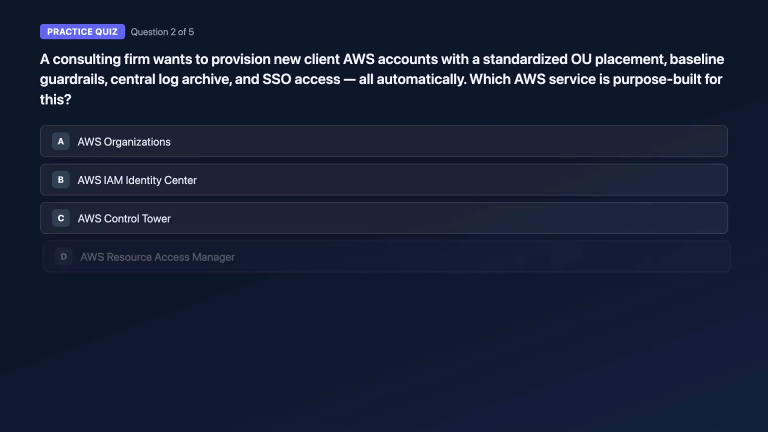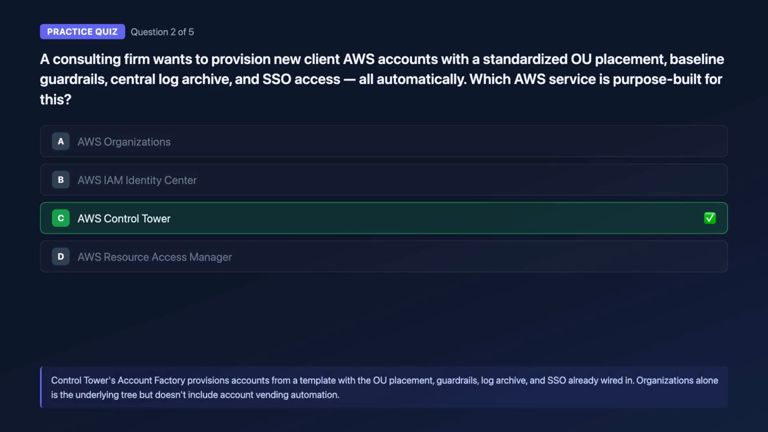Question 2. A consulting firm wants to provision new client Amazon Web Services accounts with a standardized OU placement, baseline guardrails, central log archive, and SSO access, all automatically. Which Amazon Web Services service is purpose-built for this? A. Amazon Web Services Organizations. B. Amazon Web Services IAM Identity Center. C. Amazon Web Services Control Tower. Or D. Amazon Web Services Resource Access Manager. Lock in your answer before I give it away.